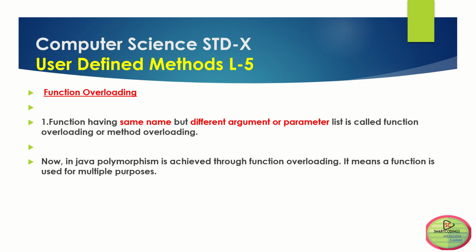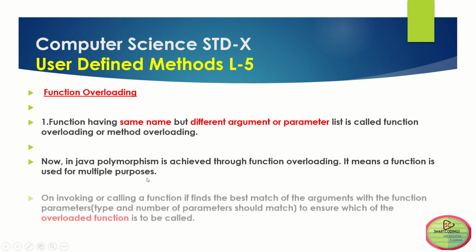One feature of OOPS, object-oriented programming language, is polymorphism, which can be achieved through function overloading. That means a function can be used for multiple purposes. This is the main keyword of this line. It means a function or a method is used for multiple purposes. Clear? We'll be seeing this with the example.